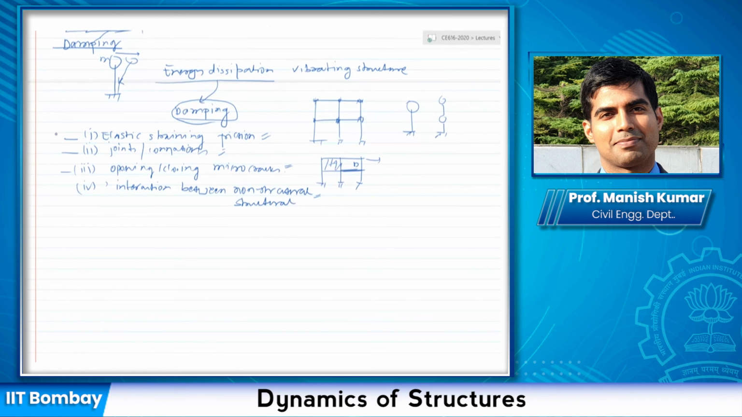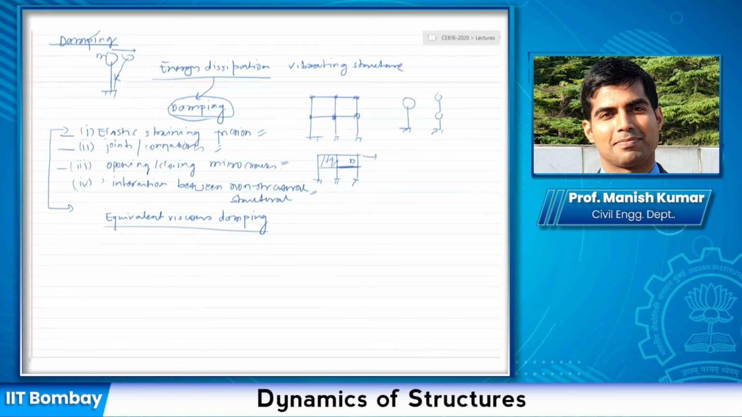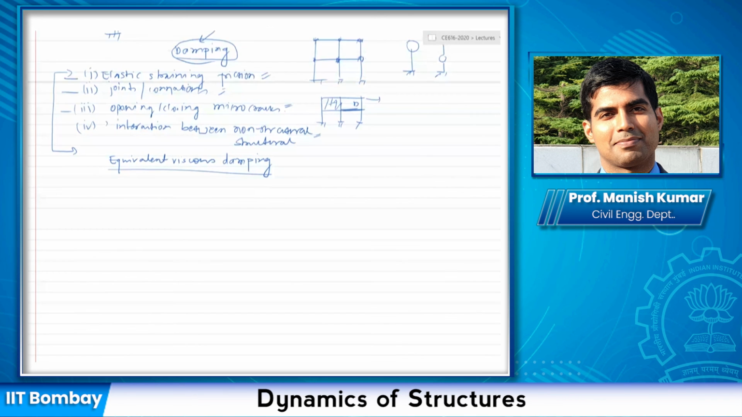We combine all these energy dissipation mechanisms into a single energy dissipation mechanism, and we represent it by what is called equivalent viscous damping. Let us see what viscous damping is. Although the actual mechanism of damping is different, I am representing it through equivalent viscous damping. Let us discuss why I am considering equivalent viscous damping.